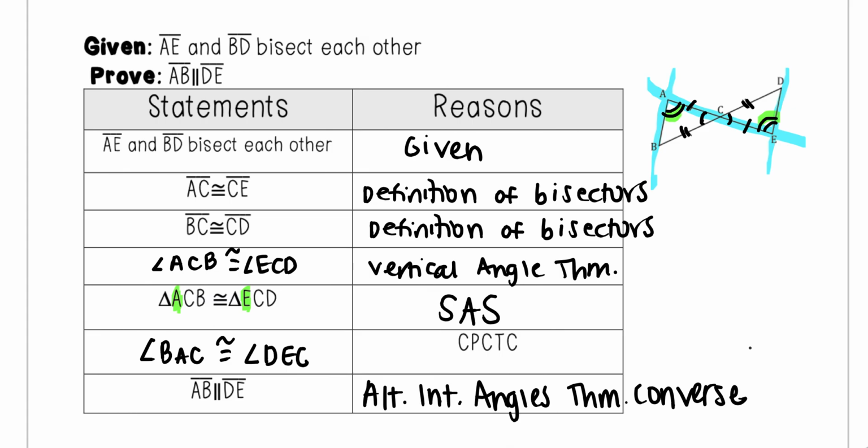If you have congruent alternate interior angles, then the lines must be parallel. The original theorem states that if the lines are parallel, then alternate interior angles must be congruent. So we're taking the reverse and saying, well, we know these angles are congruent, so the converse tells us that these lines must have been parallel.